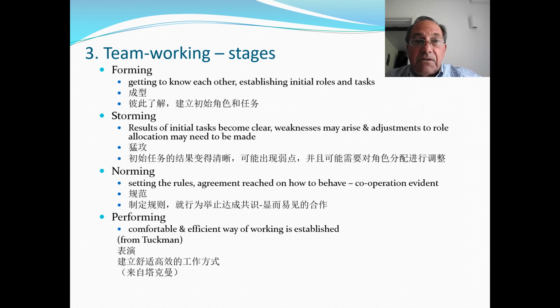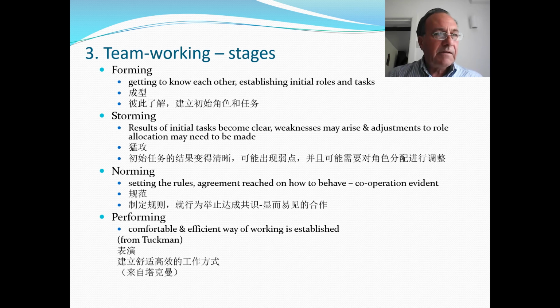It may be that because the project never really got fully underway, you only got to a stage where you started to establish initial roles and tasks, and you never got beyond the first stage. But this will vary very much within each team, and it's not the case that you all have to work your way through each one of these stages. Many of you will not get to the final stage in this kind of team development.